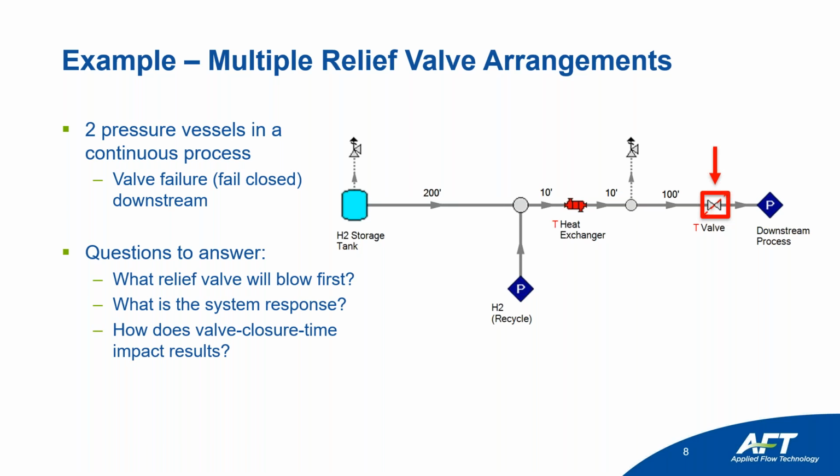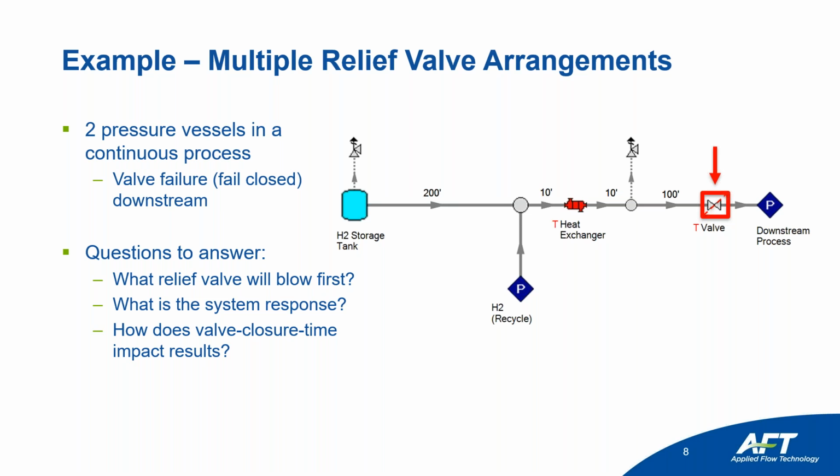Which relief valve is going to open first? What is the system response? That's a general question, of course, but what is happening? And how does the valve closure time impact results? Because I could slam this almost instantaneously. I could close it over a few seconds. And how does doing that change results?